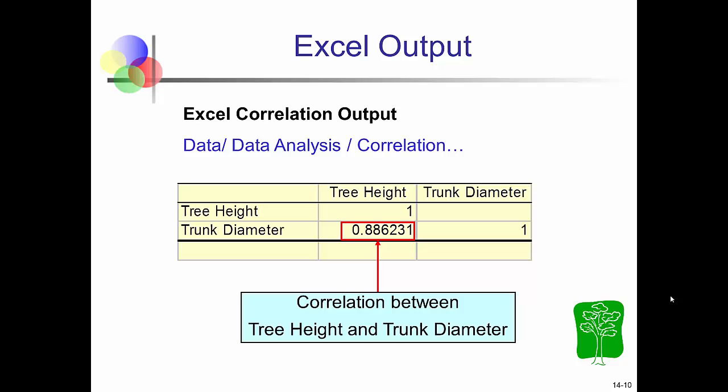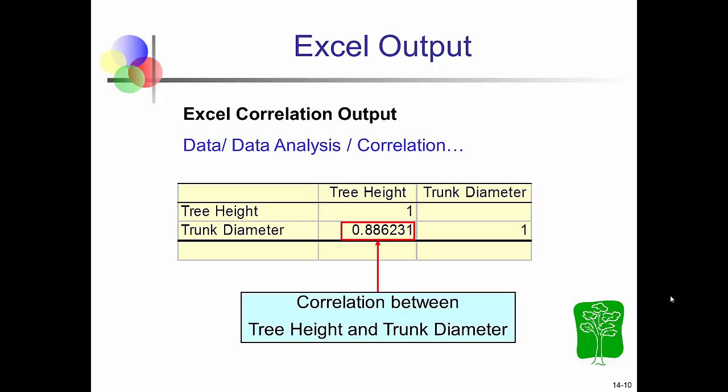We can also do this in Excel or in Minitab. So in class, I'll show you how to do this in Minitab. In Excel, we'd go to Data, Data Analysis, Correlation. We'd highlight the two columns of interest, the tree height and the trunk diameter, and this will spit out that same value that we just saw.